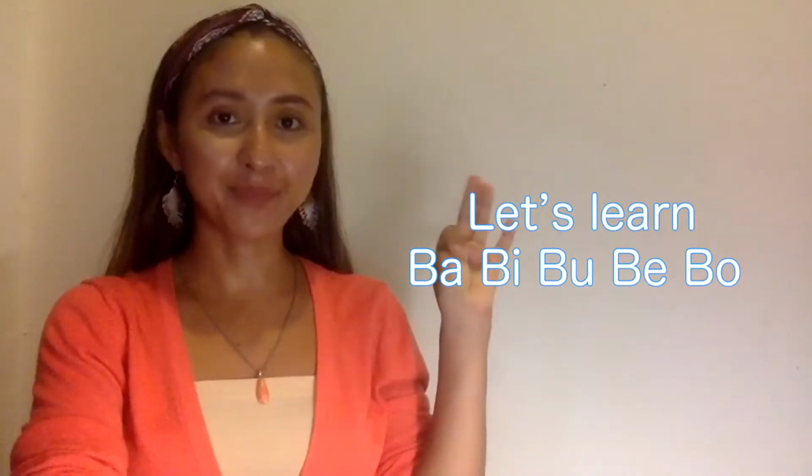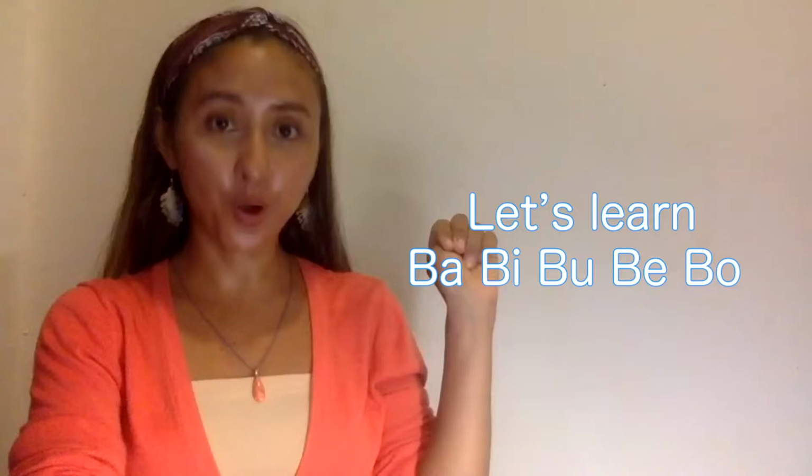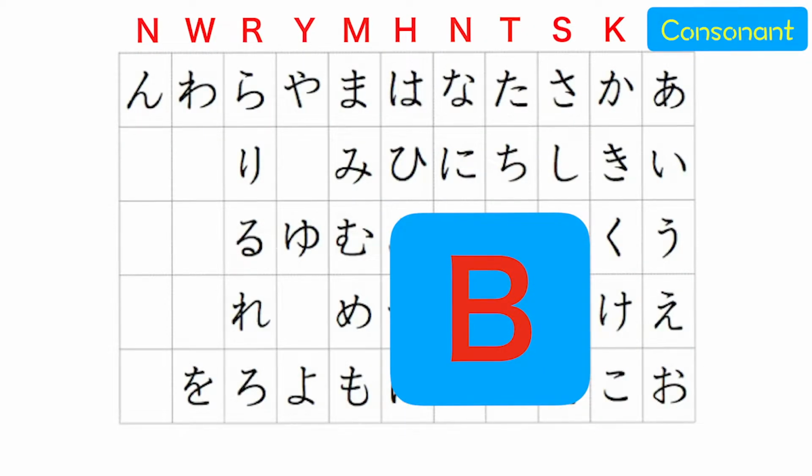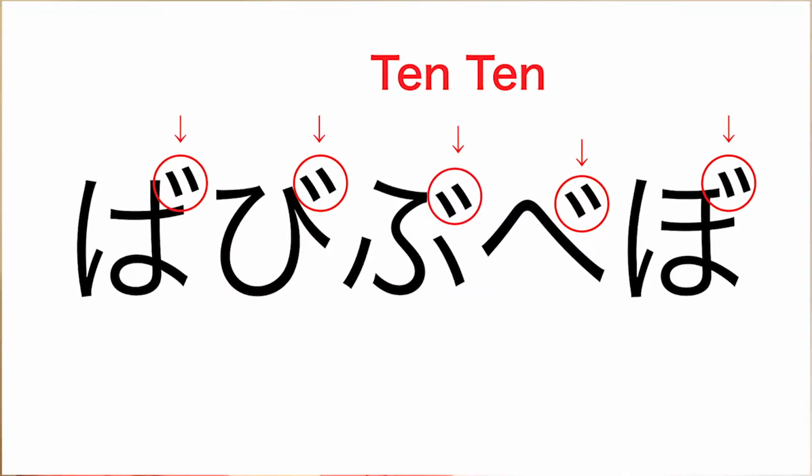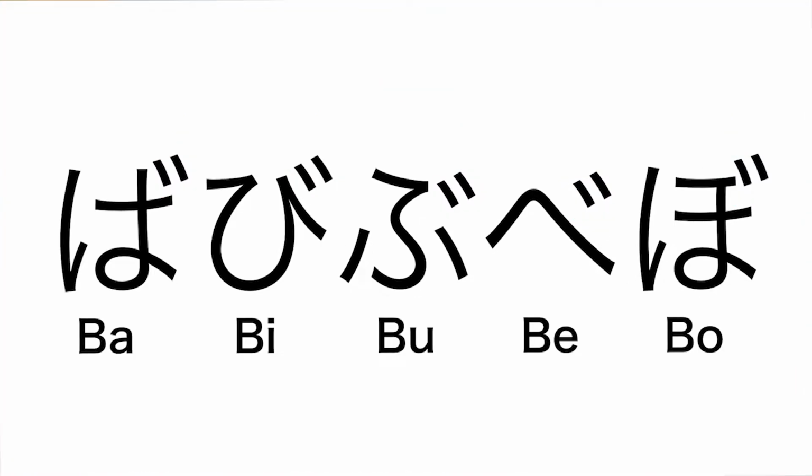You are going to learn 5 letters. Ba, bi, bu, be, bo. The consonant of the letters is B, but you will not see the consonant in the table. To add the B in ha, hi, hu, he, ho, the letters will be ba, bi, bu, be, bo.